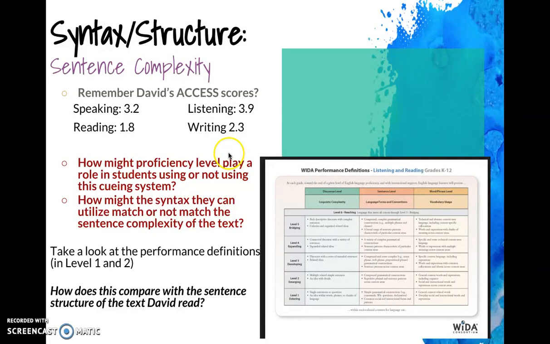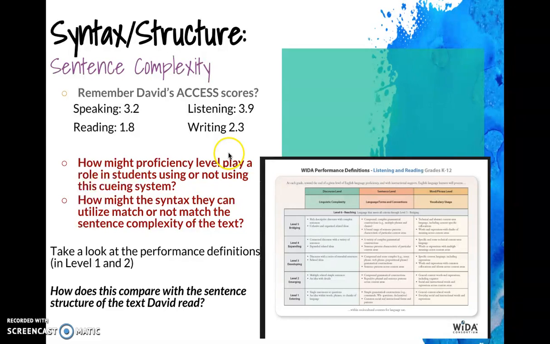Another important piece pertaining to syntax is to consider a student's language proficiency level and the sentence complexity that they are able to hang on to at their level, and how much that connects or does not connect with the complexity of the text. Pause in just a moment to look at the WIDA performance definitions that are linked in your agenda. Look closely at level 1 and 2 as David is in this range for reading.